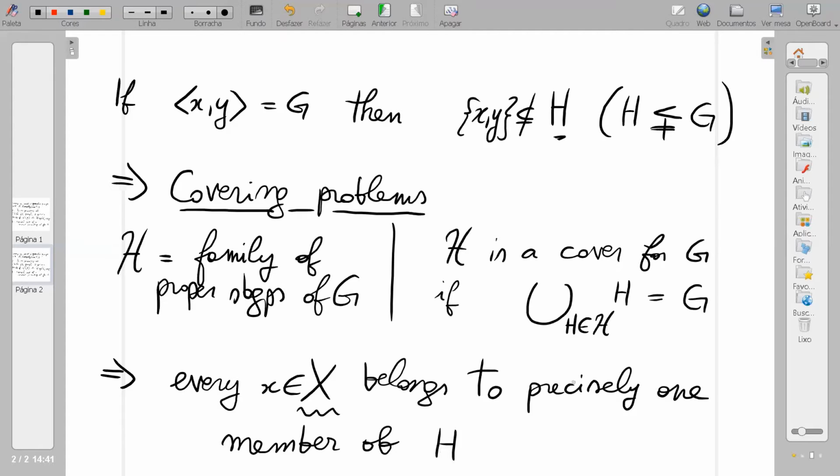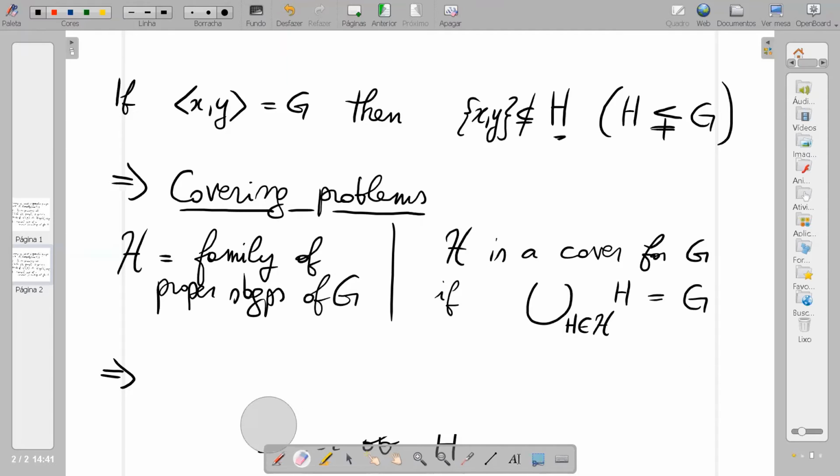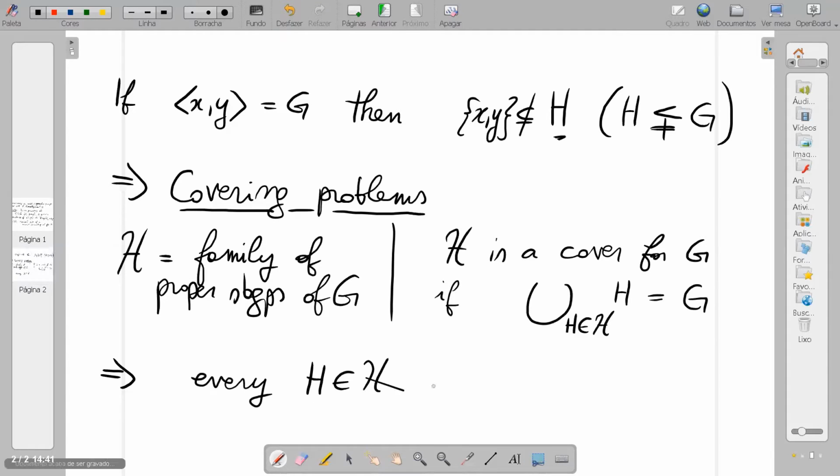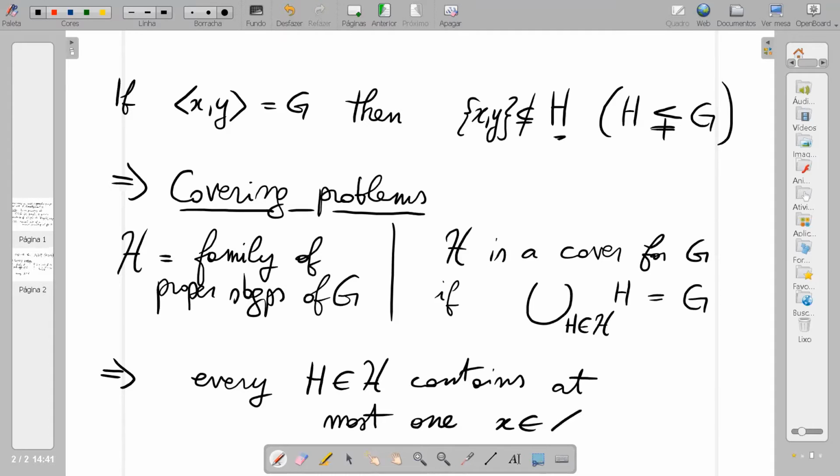I'm sorry, this is not what I wanted to say. It's the opposite. What I want to say is that every H contains at most one element of X, because it cannot contain two because of what I said.